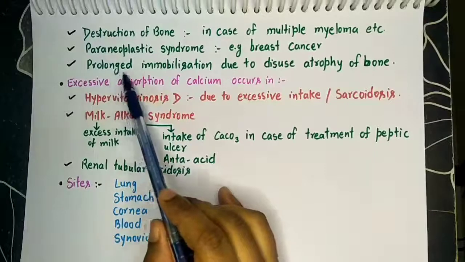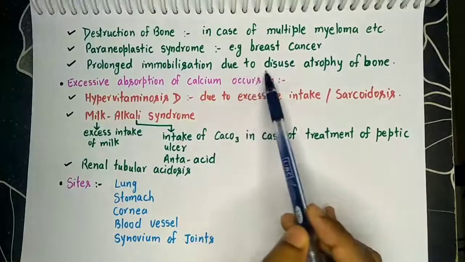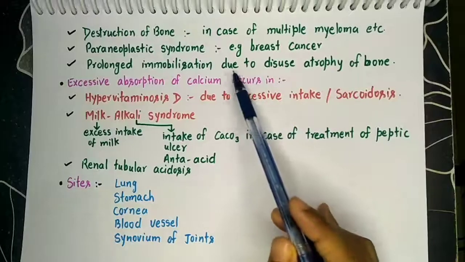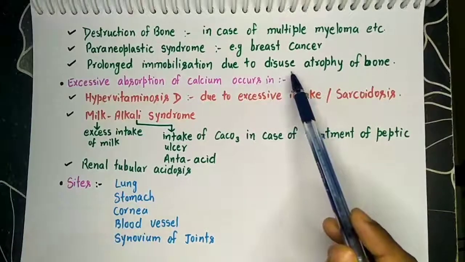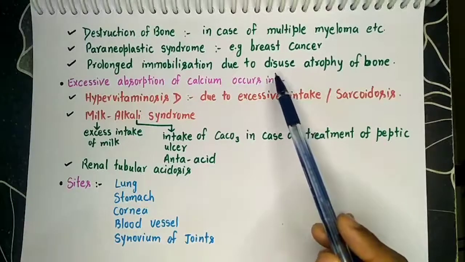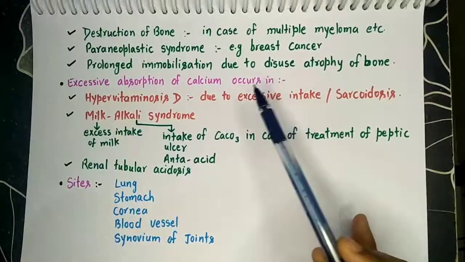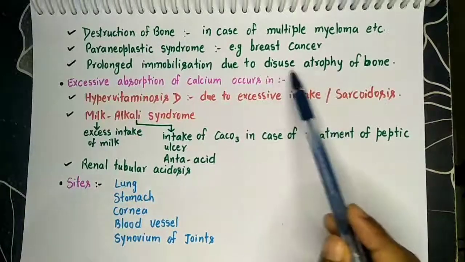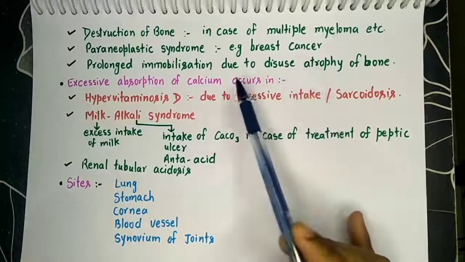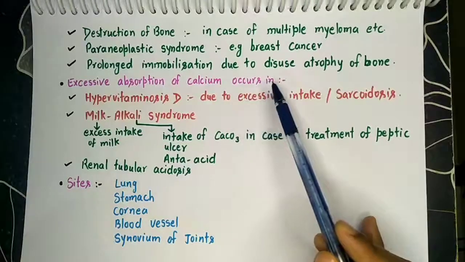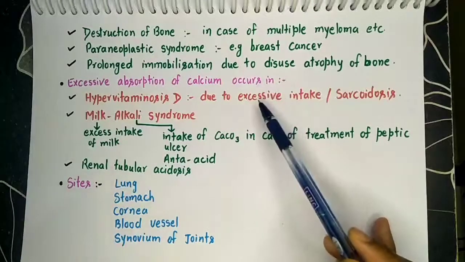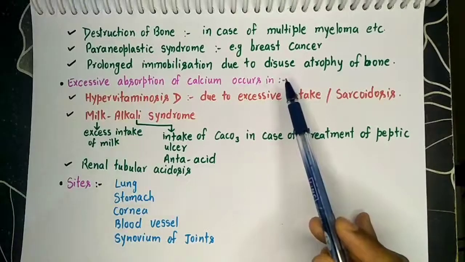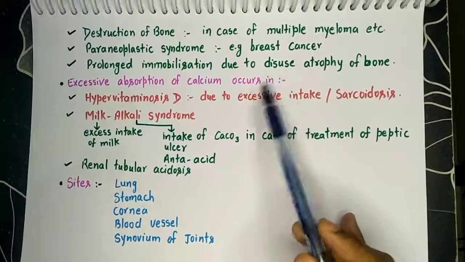Next example can be prolonged immobilization due to disuse atrophy of bone. We can say in case of a paralyzed patient or coma patient, they do not move from one part to another. They do not utilize their limbs, their bones, due to which there will be disuse atrophy, and due to prolonged immobilization, there will be excessive metabolism of bone, due to which blood calcium level increases.